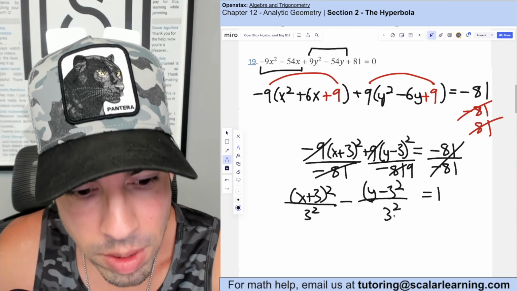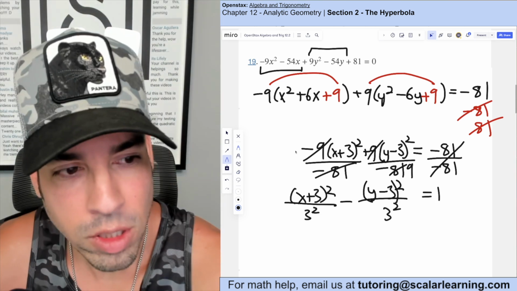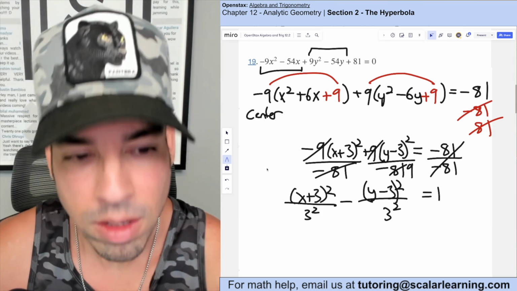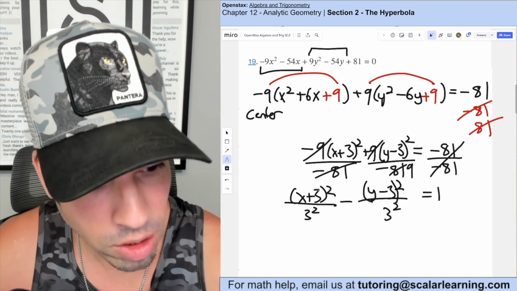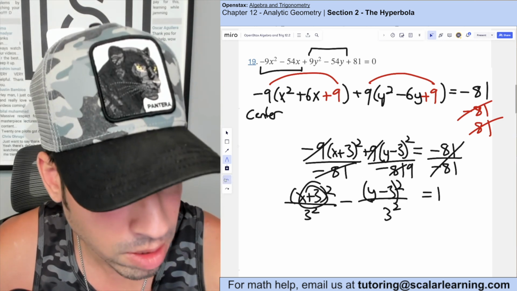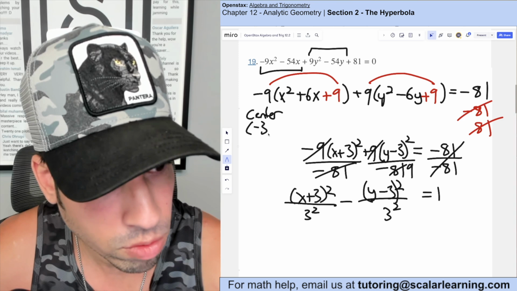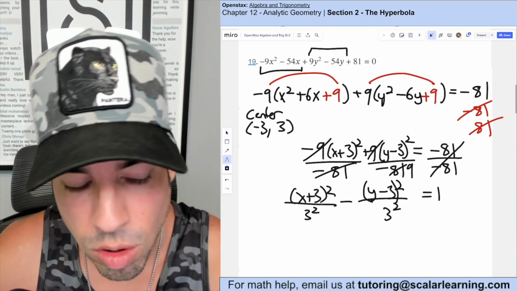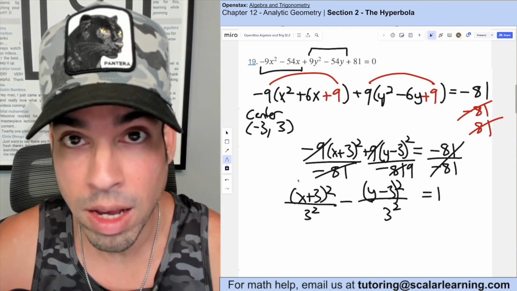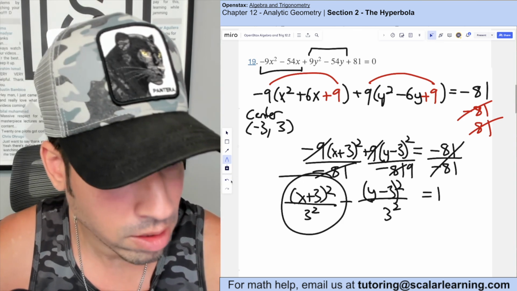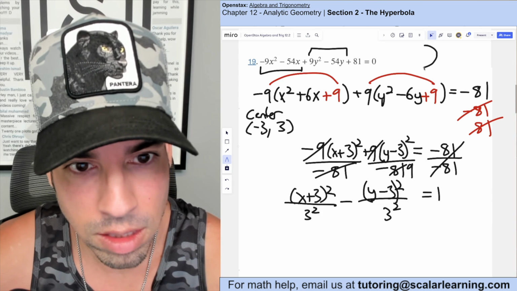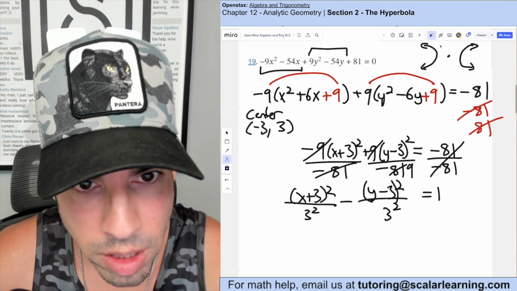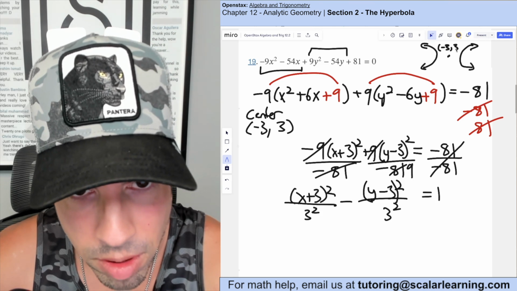Okay, so now we can find all the important pieces. So first thing I like to find is the center, even if it doesn't explicitly ask for it, because we can use the center to find everything else. So the center is going to be the opposite of that and the opposite of that, which is negative 3, comma 3. And then we can also think about what does this look like? Does it go left, right, or up, down? Since the x is in front, it's going to go like this, just so we get a rough image. It's going to go left, right. And we know we have a center at -3, 3.